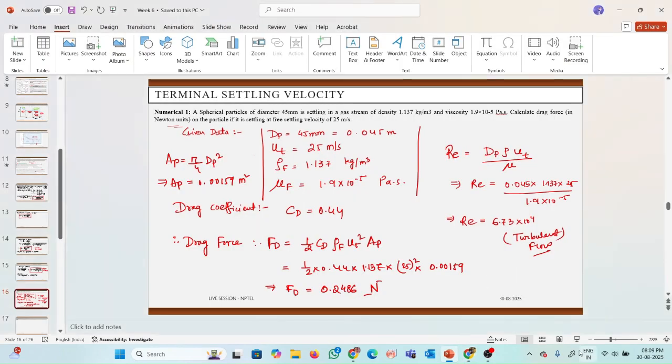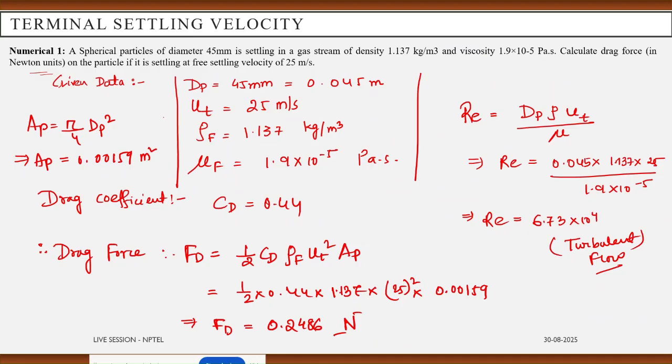If there is any question for the solved numerical, you may ask. It is very straightforward to calculate using the given equations for calculating the drag force.